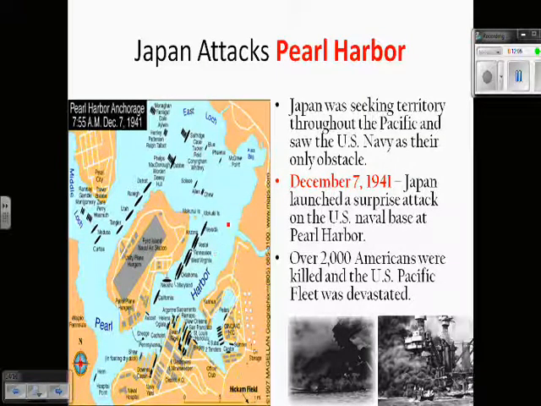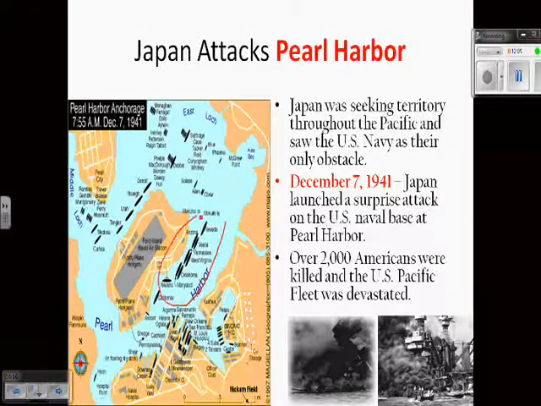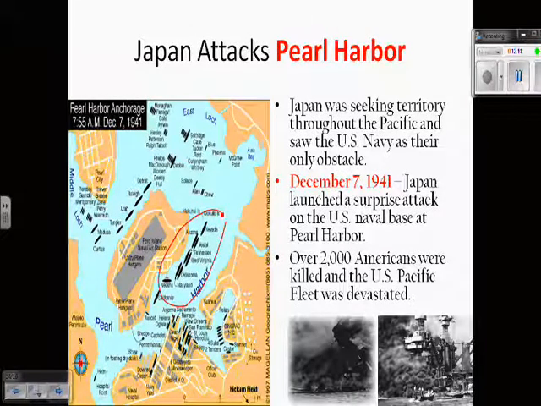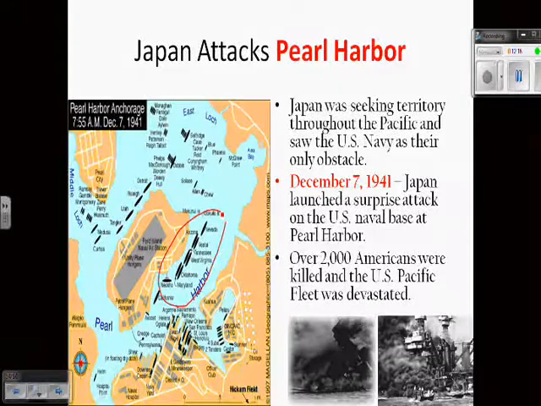really good because it does show you, see all these straight lines here? Okay, all these battleships are all docked, because there was no reason to fear an attack at Pearl Harbor, so it was very easy for the Japanese to come in and attack those ships.